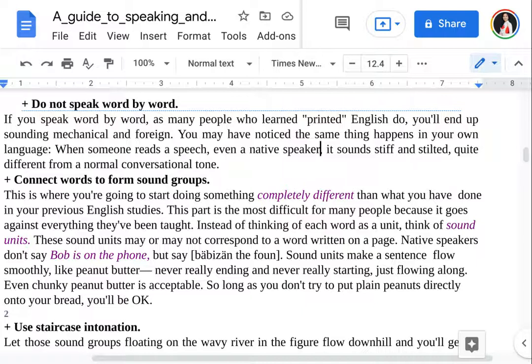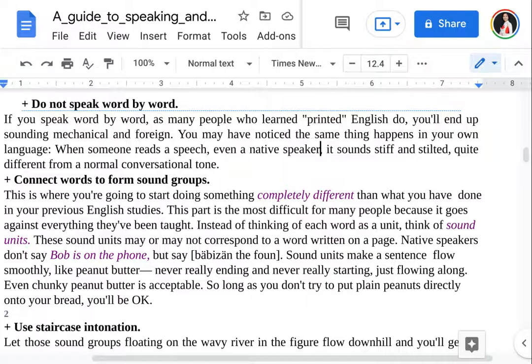This is where you're going to start doing something completely different than what you've done in your previous English studies. This part is the most difficult for many people because it goes against everything they've been taught. Instead of thinking of each word as a unit, think of sound units. These sound units may or may not correspond to a word written on a page. Native speakers don't say, "Bob is on the phone," but say, "Bob is on the phone."